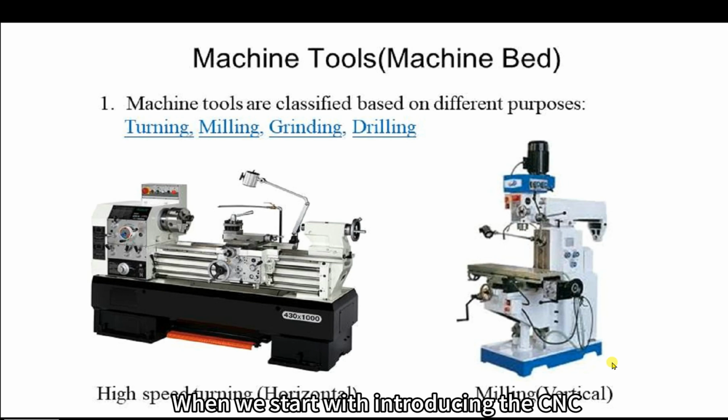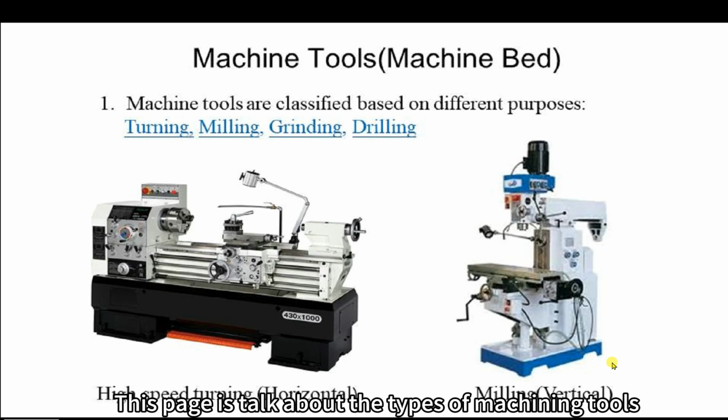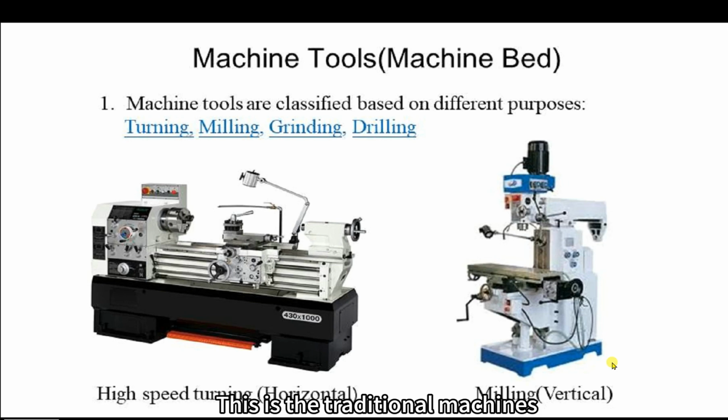When we start with introducing the CNC, we start from the traditional machine. This page talks about the types of machining tools. These are the traditional machines. The most common machines are the horizontal turning machine and the vertical milling machine. We just take it through quickly now. When you are teaching, you could explain in detail to your trainees.